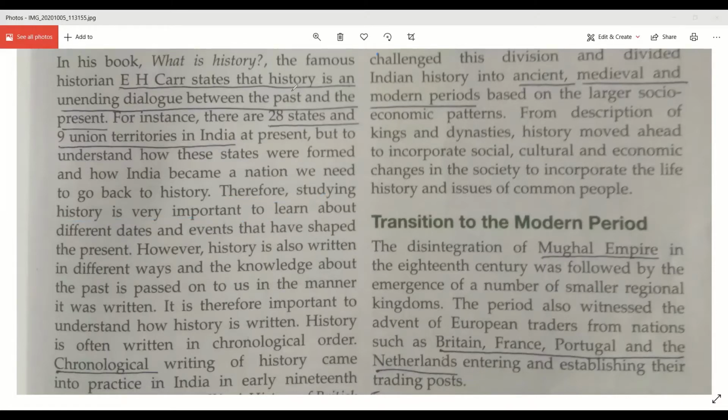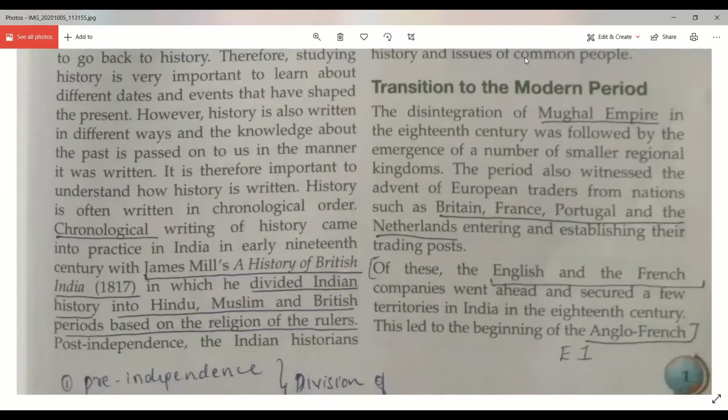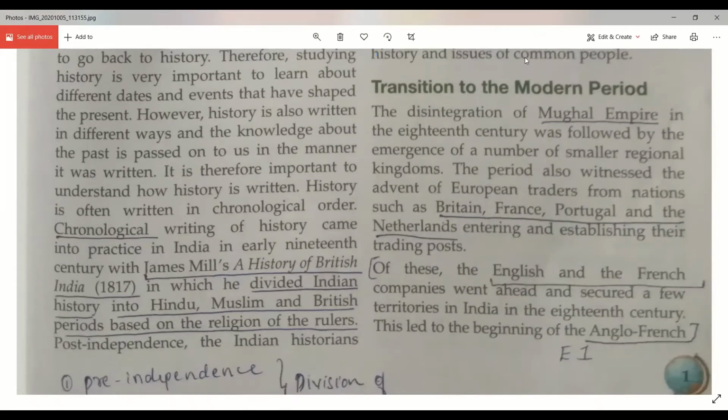Now, there are many ways in which history is written, but one of the most important ways is called the chronological writing of history. Please make a note of this as well. Please underline this word, chronology. I will give you the meaning later. Chronology. Okay, make a note of that word.